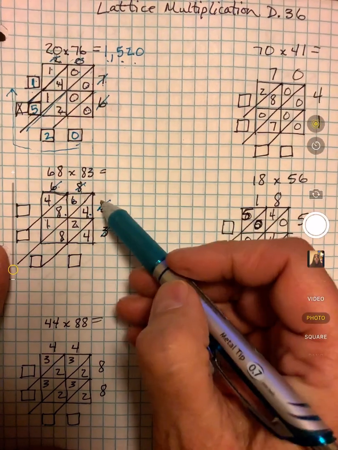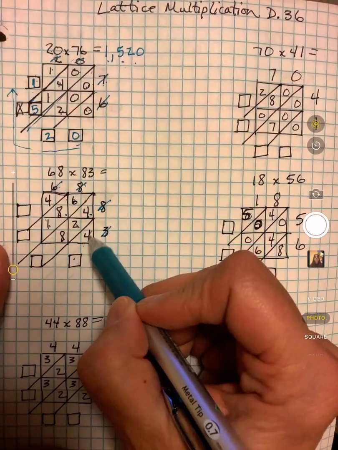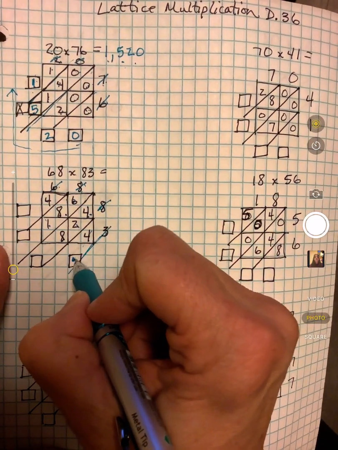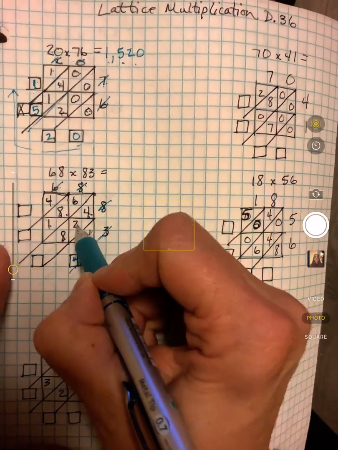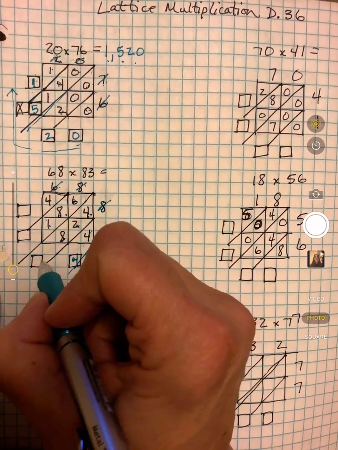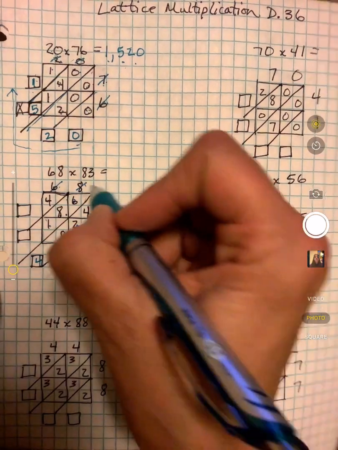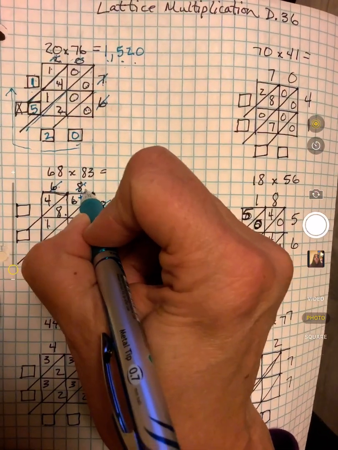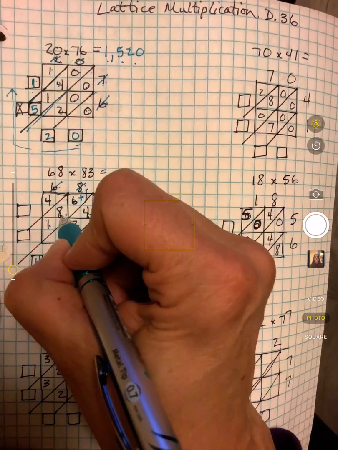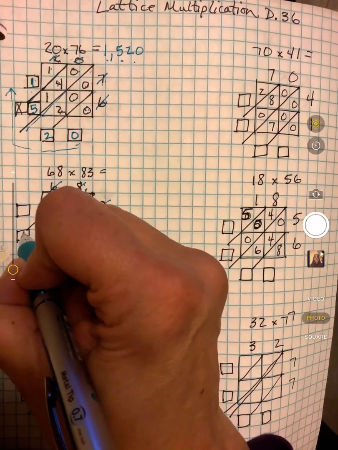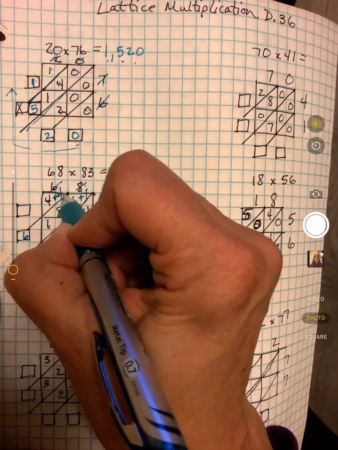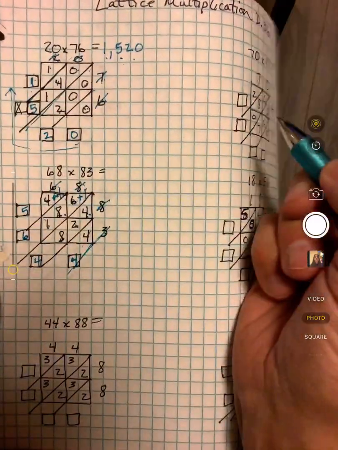So now, if it helps, we can cross those off. Now I add. Here's my diagonal. Okay, so I get 4 here. 4 plus 2 plus 8. I know that 8 plus 2 is 10, so this would be 14. Then I carry my 1 up here. 1 plus 6 is 7. 7 plus 8 is 15, 16. Put the 6 there. Carry the 1. 4 plus 1 is 5.